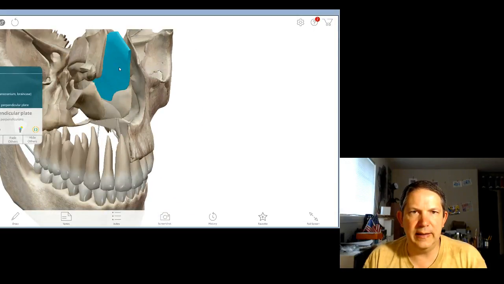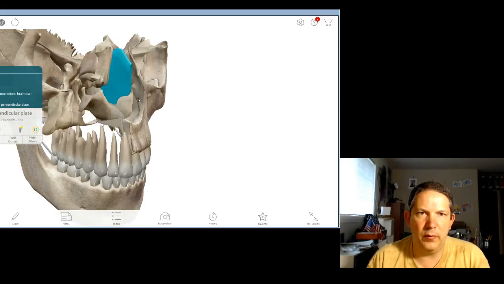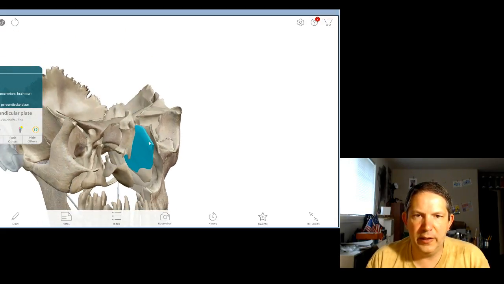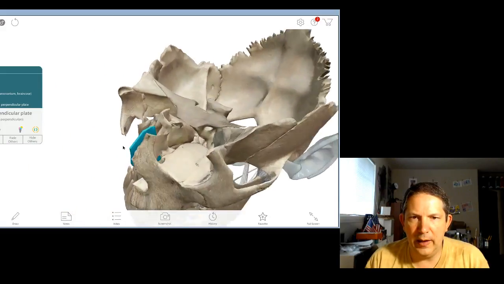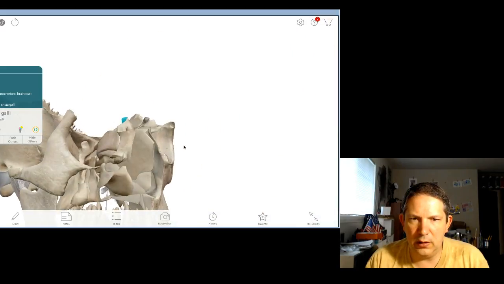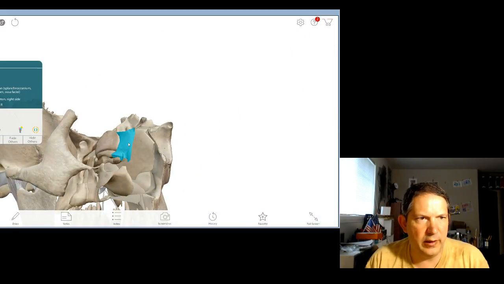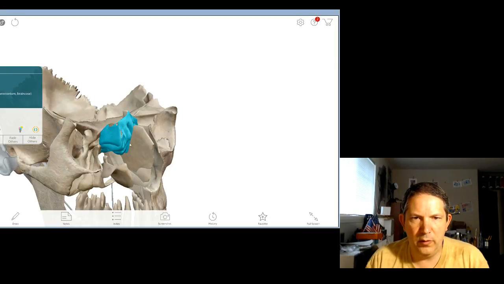And so what's this? This is the perpendicular plate of the ethmoid bone, and here is the crista galli of the ethmoid bone, and these things are kind of related. Let me remove one more thing here. This is the lacrimal bone. Now we're seeing the ethmoid bone very nicely here, and the ethmoid bone does include this.